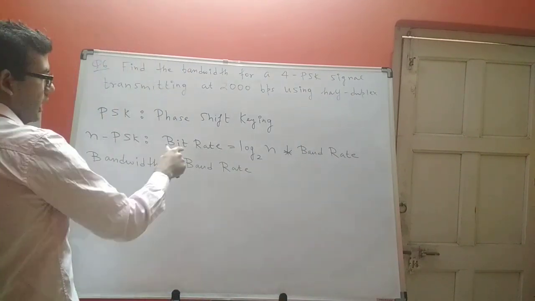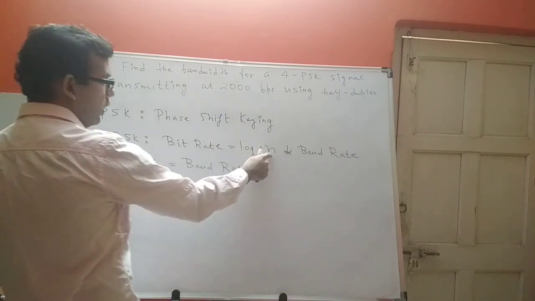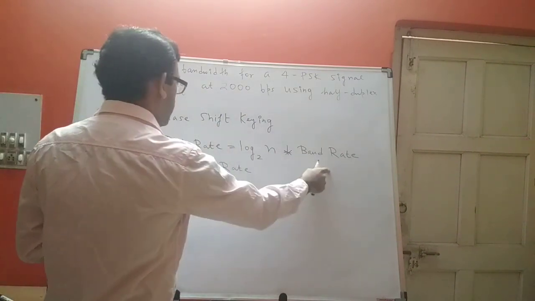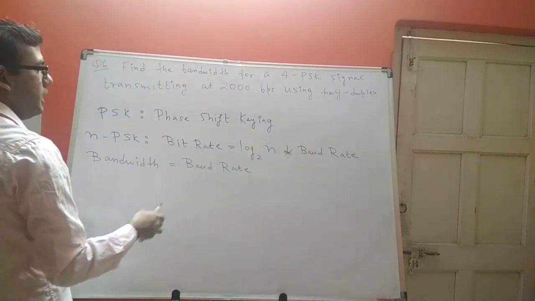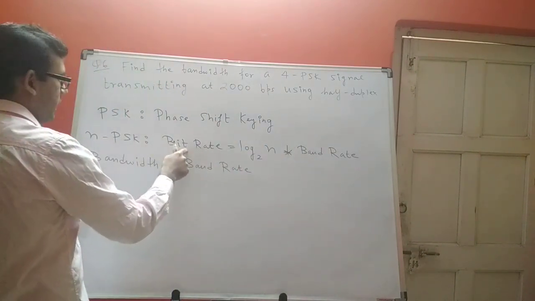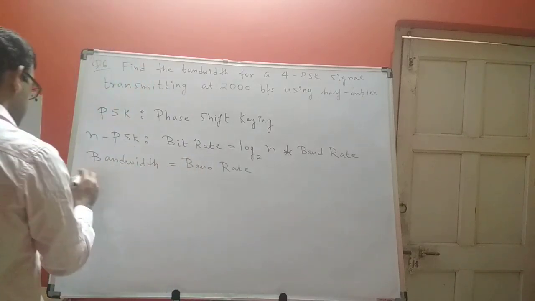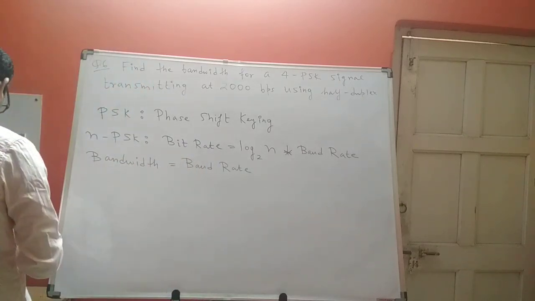Now, how do you find the bit rate? You take the log of the N value which has been given to you and you multiply it with the baud rate. That will give you the bit rate, and remember the bandwidth is same as the baud rate. So let us solve this. Okay, I'll take another pen here.